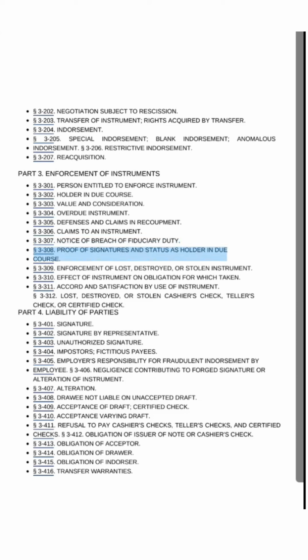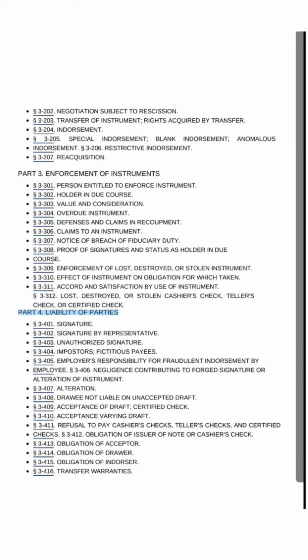3-308. Proof of signatures and status as holder in due course. 3-309. Enforcement of lost, destroyed, or stolen instrument. 3-310. Effect of instrument on obligation for which taken. 3-311. Accord and satisfaction by use of instrument. 3-312. Lost, destroyed, or stolen cashier's check, teller's check, or certified check.